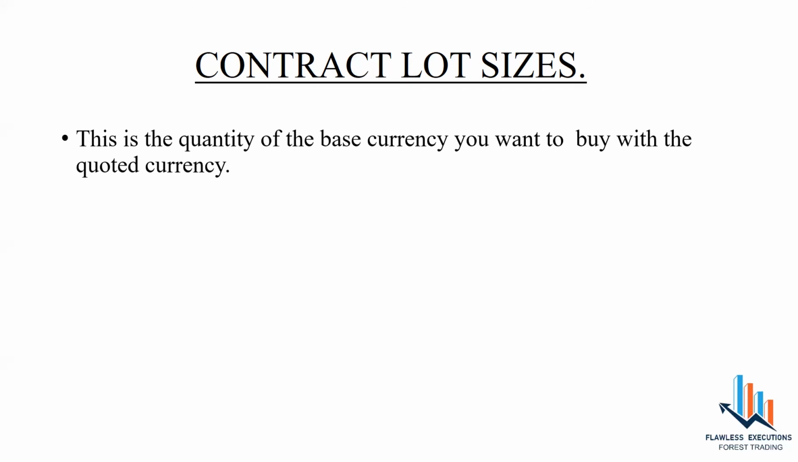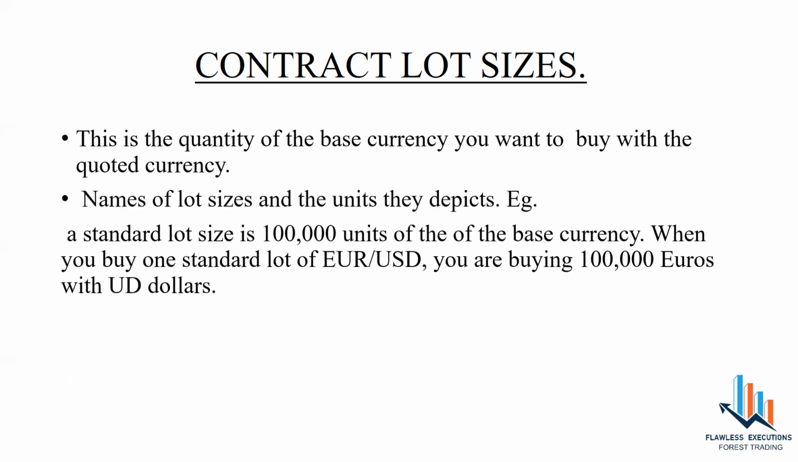So the quantity of the base currency you want to buy, the code currency, and we've already talked about the base currencies and the code currencies on our previous slide. So, names of lot sizes and the units they depict. As in the examples that I was making, like a cup of rice, we don't say 0.1, we just say 1. That depicts 1 cup of rice. And if you want to buy half a cup of rice, you just say I'm buying 0.5 cup of rice. I think I'm making myself clear. So this is the same concept that we use in forex trading.